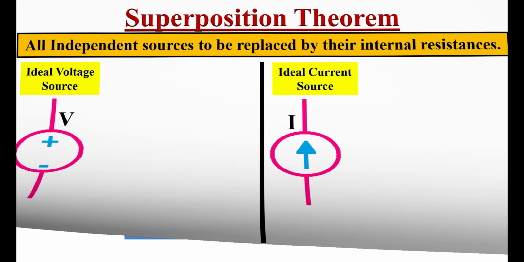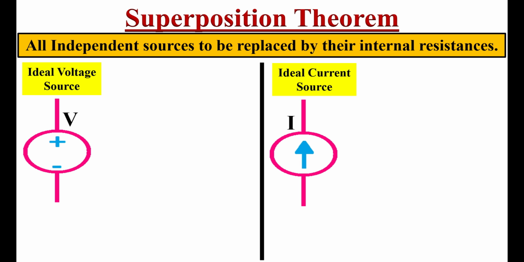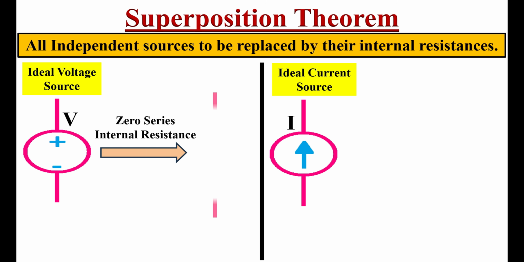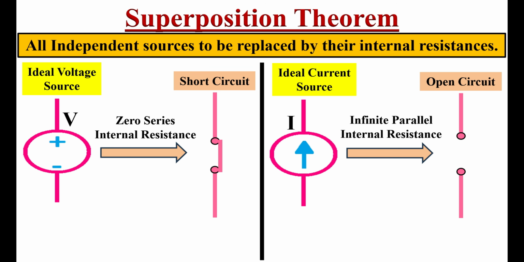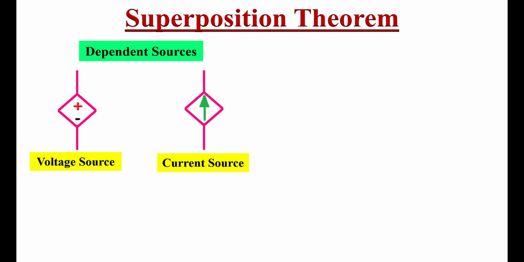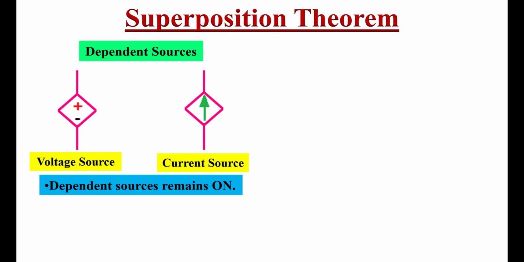To analyze one source at a time, we must replace all other independent sources with their internal resistance. Here are the two golden rules you need to memorize. Ideal voltage sources have zero series internal resistance, so we replace them with a short circuit. Ideal current sources have infinite parallel internal resistance, so we replace them with an open circuit. Next, dependent sources. Unlike independent sources, dependent sources remain on during this analysis. Do not short or open them.